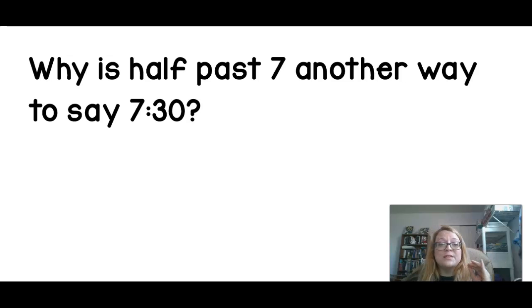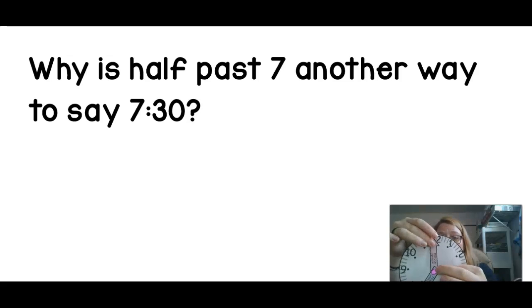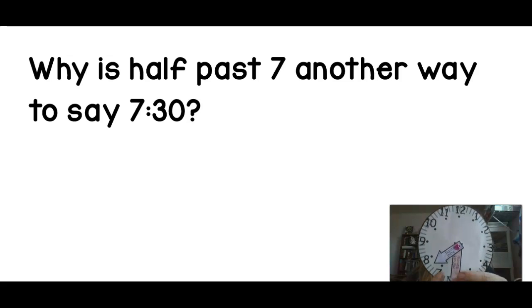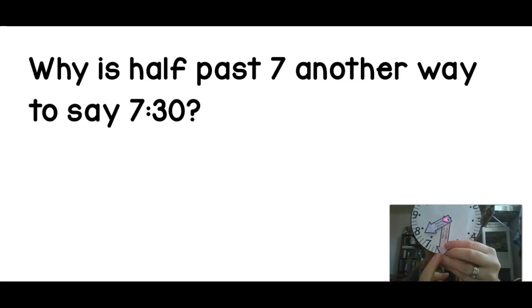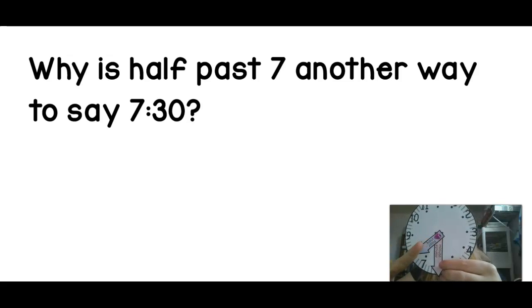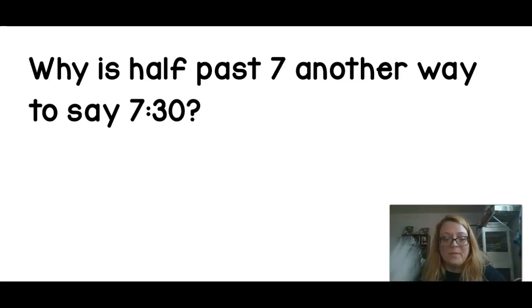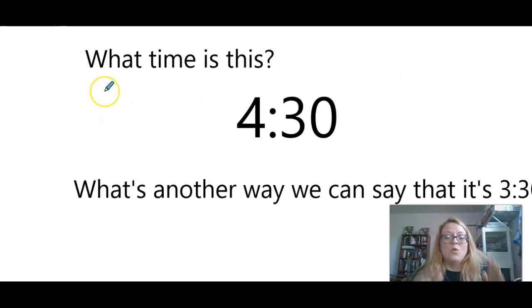It's another way to say 7:30 because our minute hand, if we put it at the 7, okay, so there's 7 o'clock, our minute hand has gone halfway through the 7 o'clock hour. Oh, I went the wrong way. There we go. It's gone halfway past our 7 o'clock hour to the 6. But look at our hour hand. It's also halfway between the 7 and the 8, right? All right. What time is this?